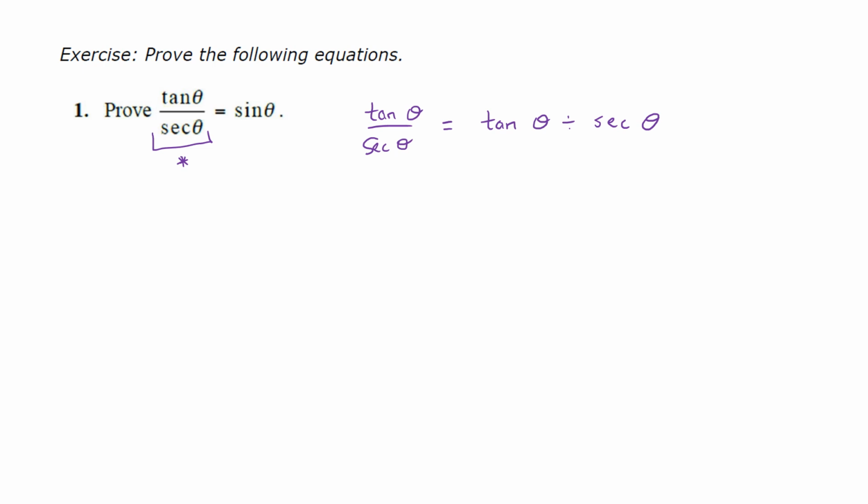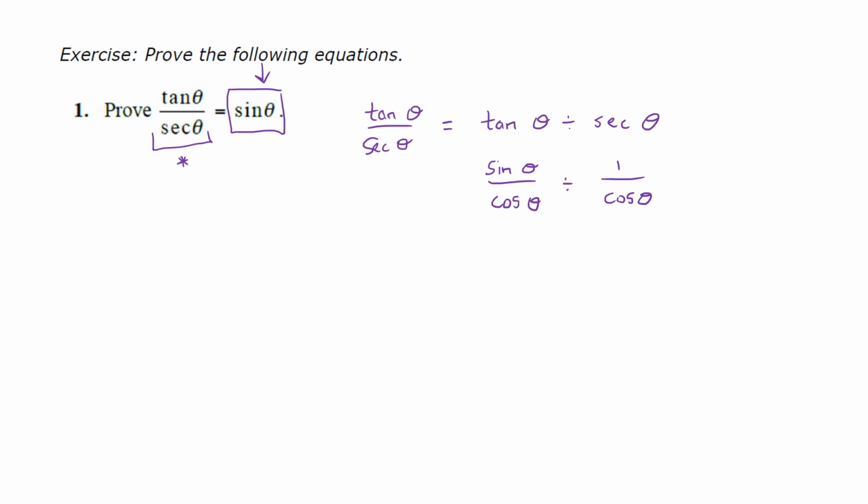So I know tan theta is the sine theta over cosine theta. And I know secant theta is 1 over cosine theta. Remember, my goal is to get this expression to look like sine theta. So I need to incorporate sine theta somewhere in this problem.